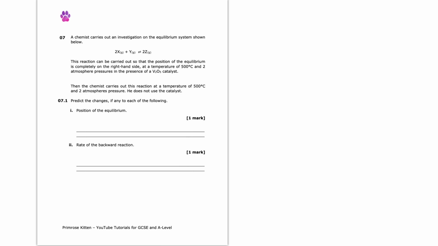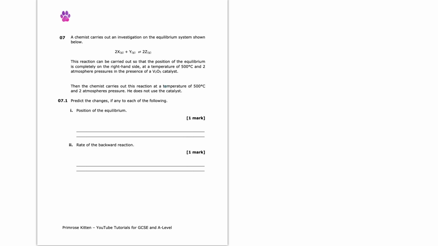Begins with a chemist carrying out an investigation on the equilibrium system shown below. So we're given some information here and we're asked to predict what changes might happen on the position of equilibrium and the rate of the backward reaction when we do a couple of changes, okay?